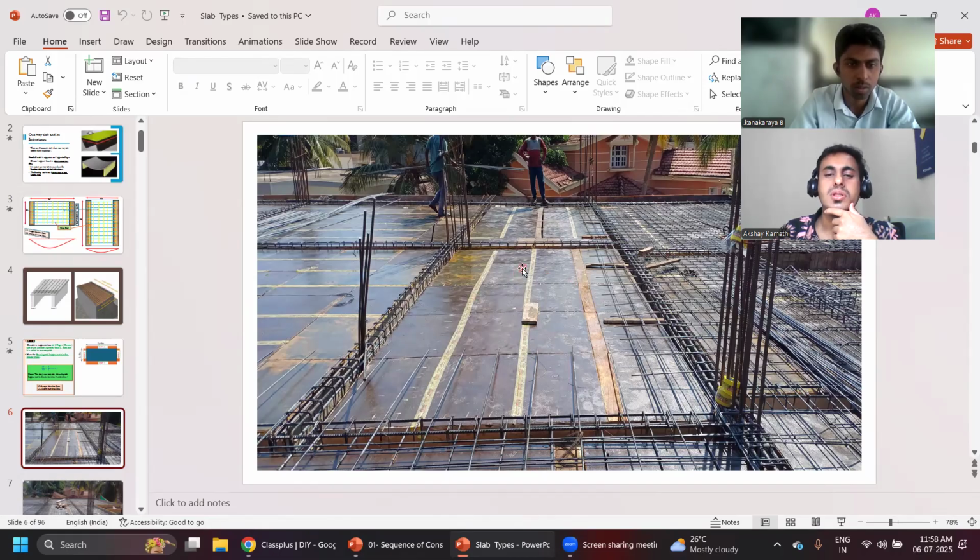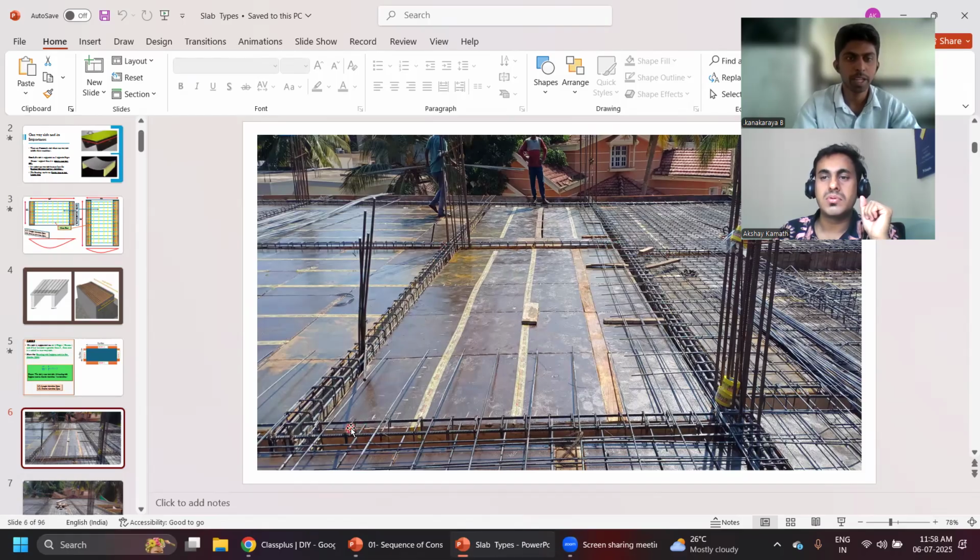Simple, no? The moment you see it, you should identify it's a one-way slab. Why? Because see, this is breadth, this is length. I told you in my lecture, if you find a slab which is square, it is usually a two-way slab. If it is rectangular, it is a one-way slab. Now this is rectangular, so it is a one-way slab. But you see the support: you have one support here, second support here, third here, fourth here.